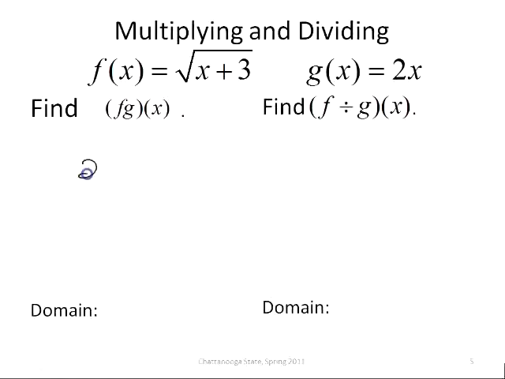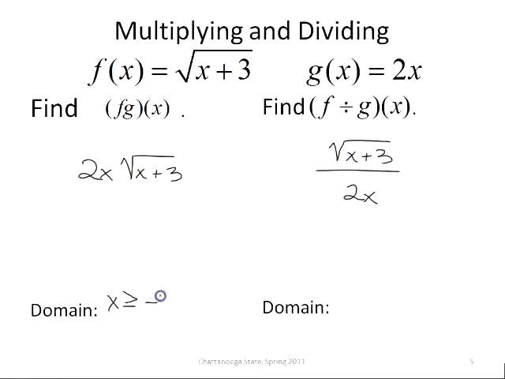Now, to multiply these two functions together, it's just simply going to be the 2x times the x plus 3. And to divide the functions, I would have the square root of x plus 3 on top and the 2x in the denominator. So the domain of the first function still is just avoiding the x plus 3 being negative. So x has to be greater than or equal to negative 3.